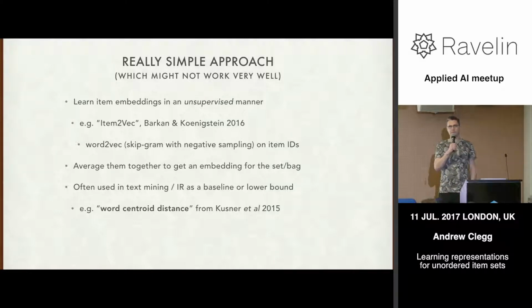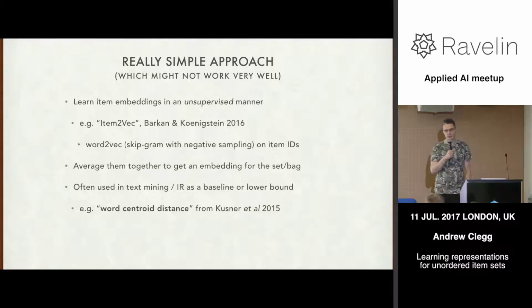So there's one simple approach you can use, which is to initially learn embeddings for those items in an unsupervised manner, and then simply average them across all of the items that appear in a particular set or bag in order to get a composite representation for that set or bag.